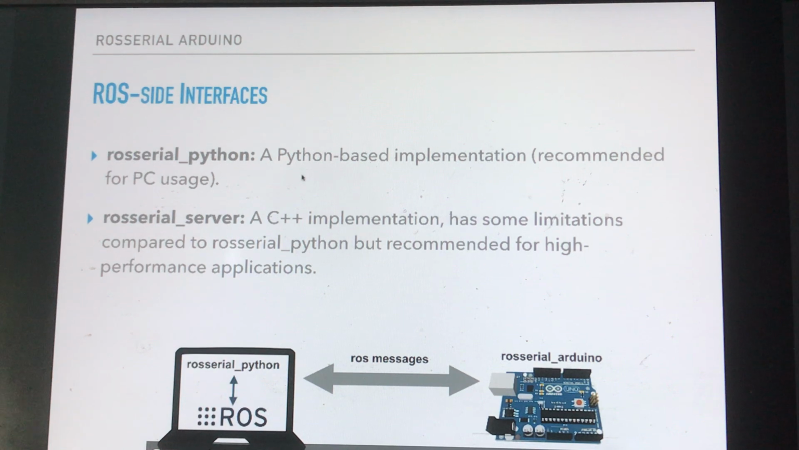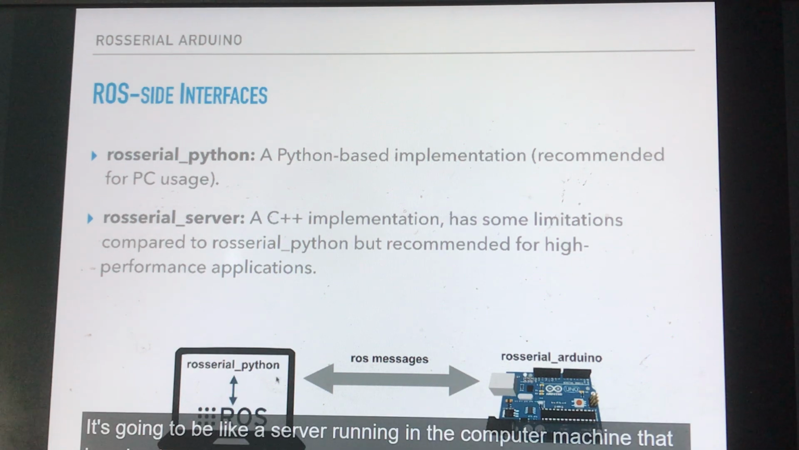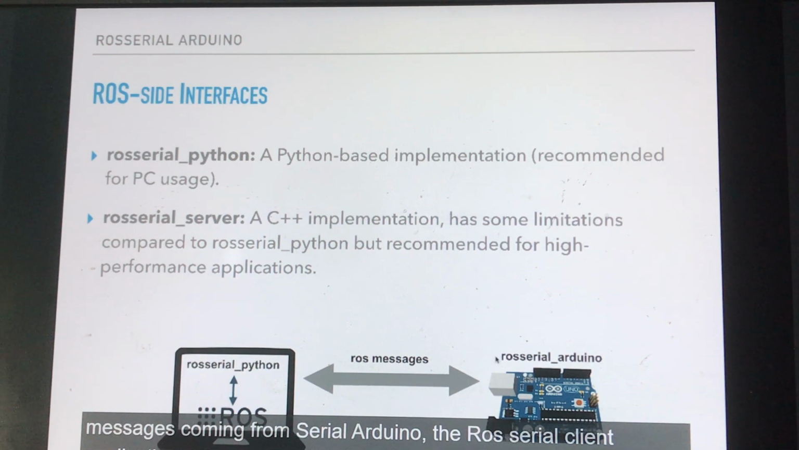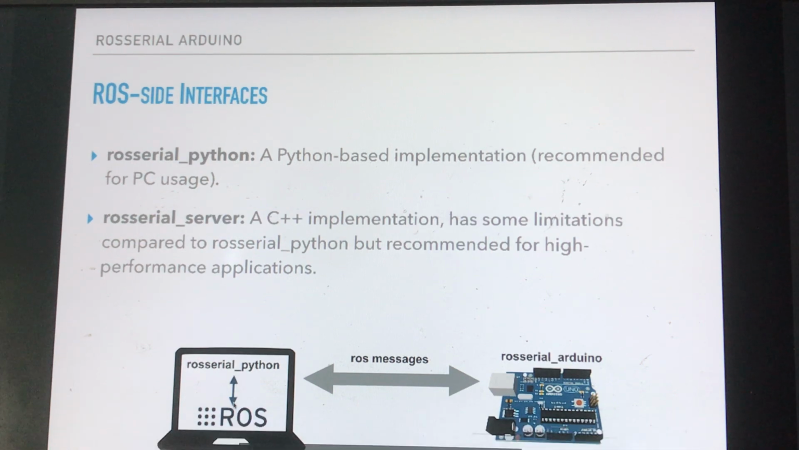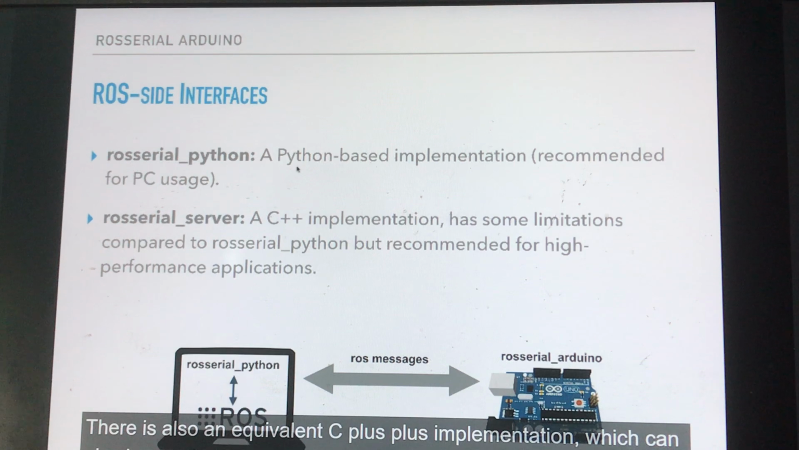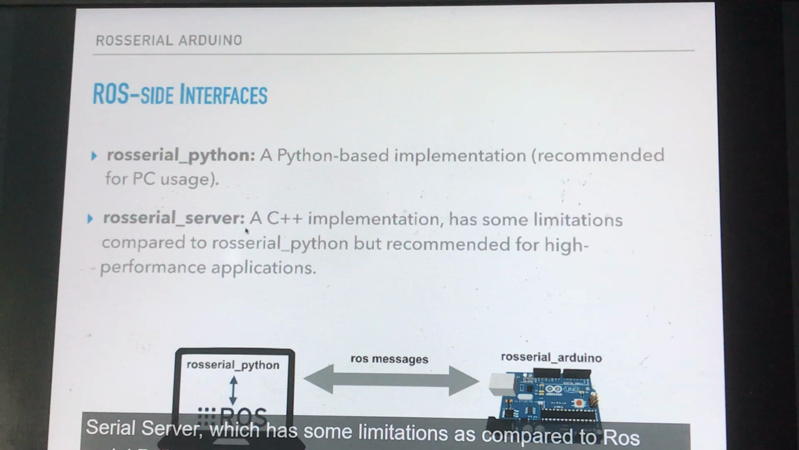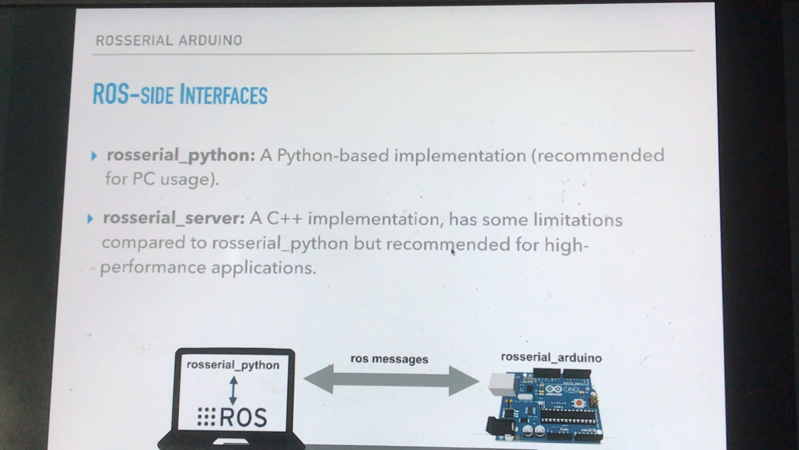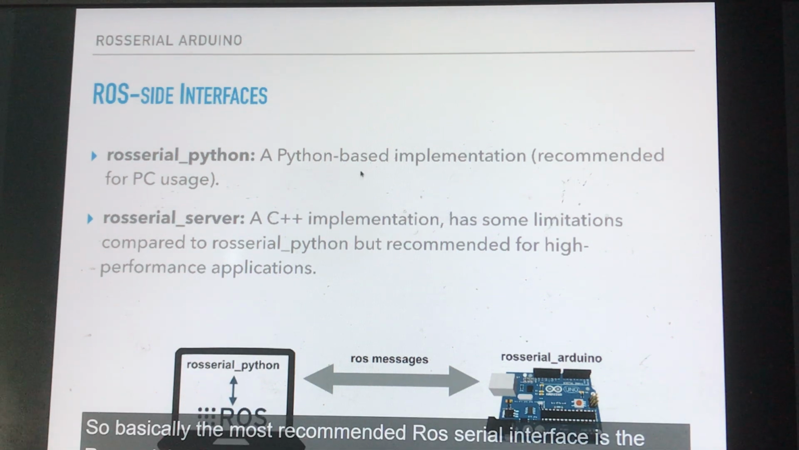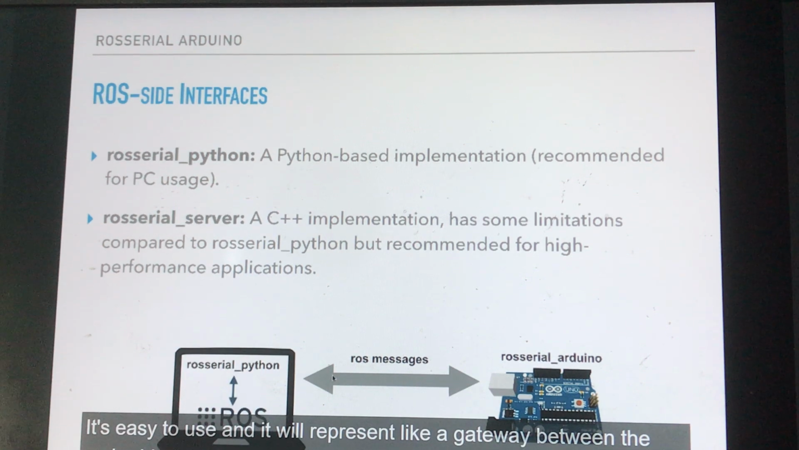So ROS serial Python is a Python-based implementation. It's going to be like a server running in the computer machine that is going to receive all the ROS messages coming from ROS serial Arduino, the ROS serial client application, and then relay them to the remaining ROS ecosystem. In the same way, there is also an equivalent C++ implementation which can also be used, which is called ROS serial server, which has some limitations as compared to ROS serial Python, but it is recommended for high performance applications. So basically, the most recommended ROS serial interface is the ROS serial Python. It's easy to use, and it will represent like a gateway between the embedded system device and also the ROS ecosystem.